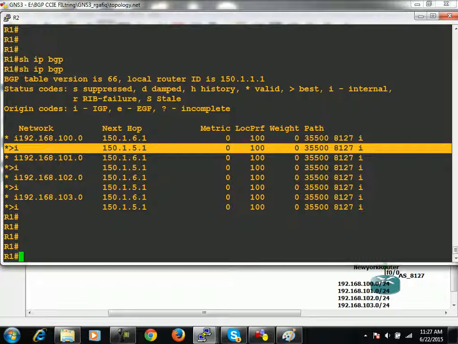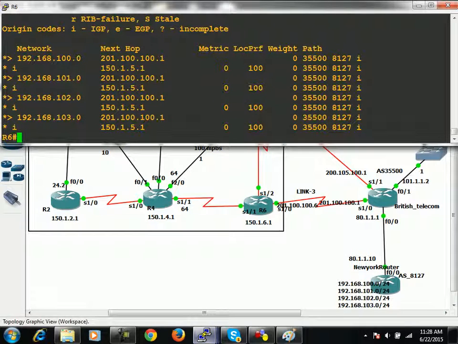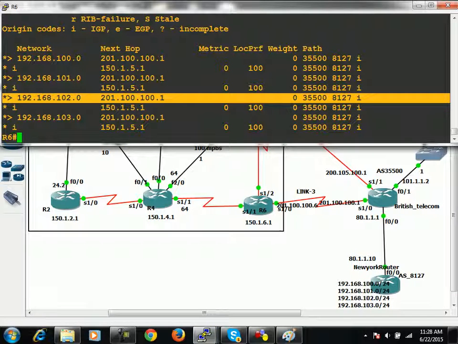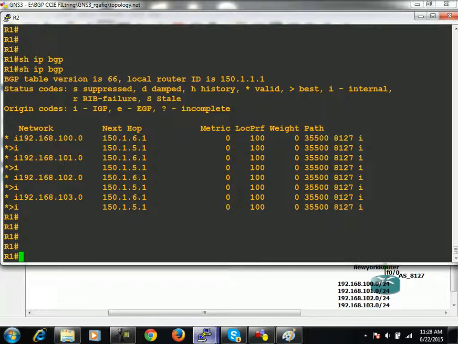It will advertise its best path information towards another neighbor, which is R6. So it has advertised this information towards R6, and R6 was receiving these prefixes coming from R1 as well as via BT. For R6 its best path was via BT. That is why it also advertised its best path information back towards R1. That is why R1 is receiving these prefixes coming from both neighbors.